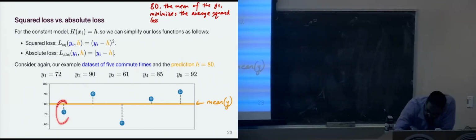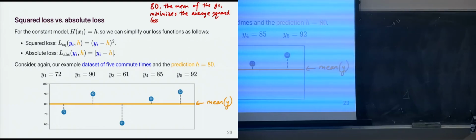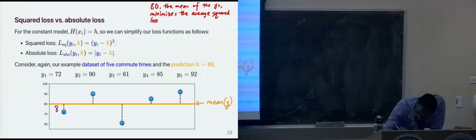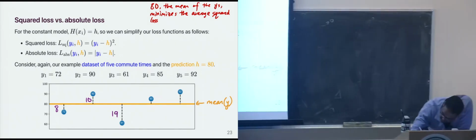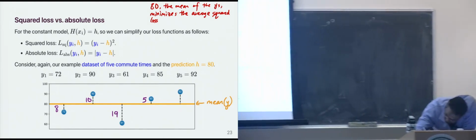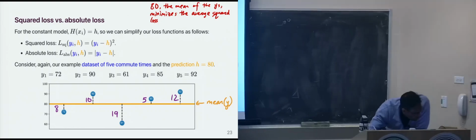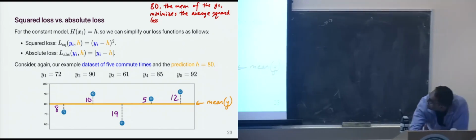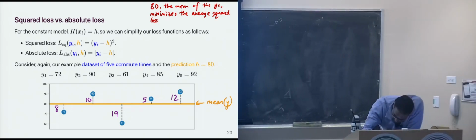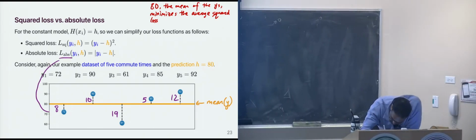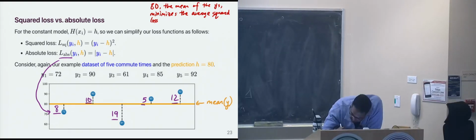What's the absolute loss for this data point? 8. What's this one? 10. This one, 19. This one, 5. And this one, 12. Okay? And I know it's going to be hard to differentiate the purple and red with the projector. So what I did last class is I underlined them, the absolute ones. Okay? What are the squared losses? Well, it's just the absolute ones squared.